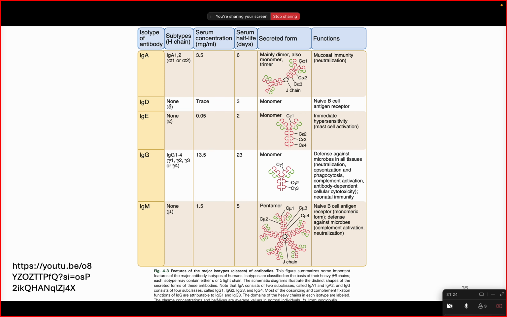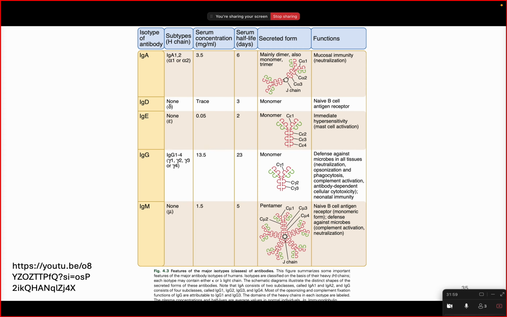Then we looked at different types of antibodies. This is the very first time we saw that antibodies are of different types, how many chains or monomers they are made up of, and what their half-life is. Based on the information you now have, you can directly relate their half-life or serum concentration to the infection, right?